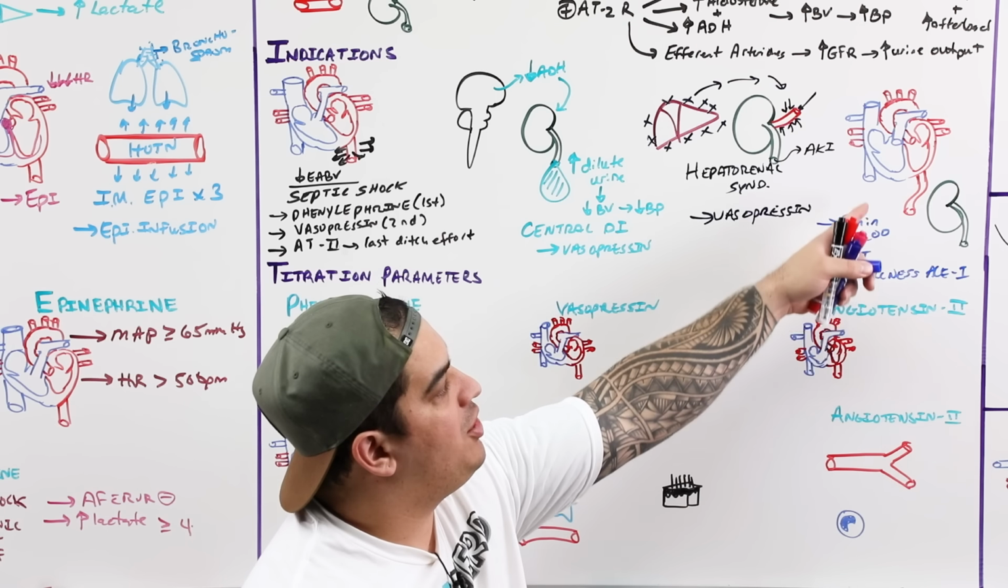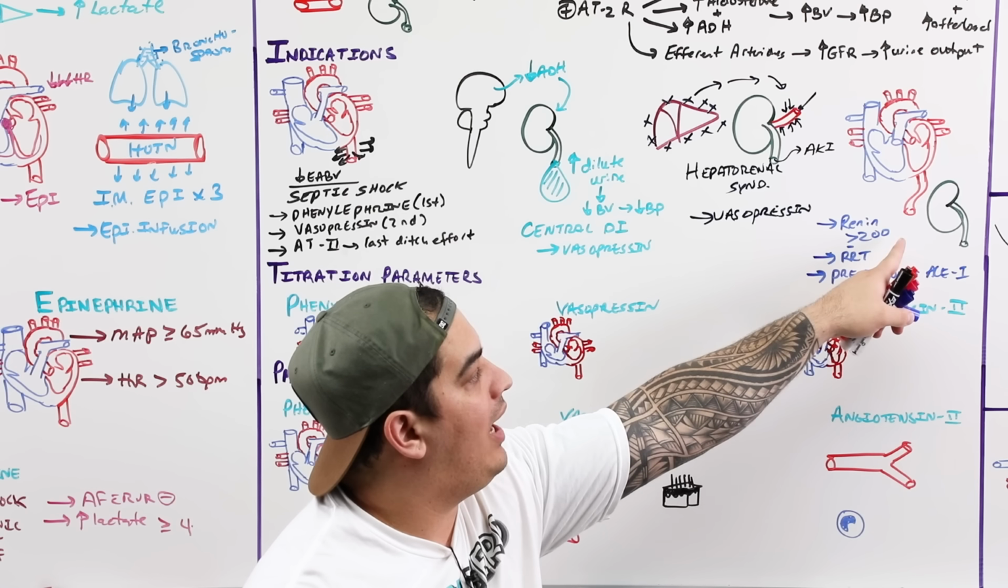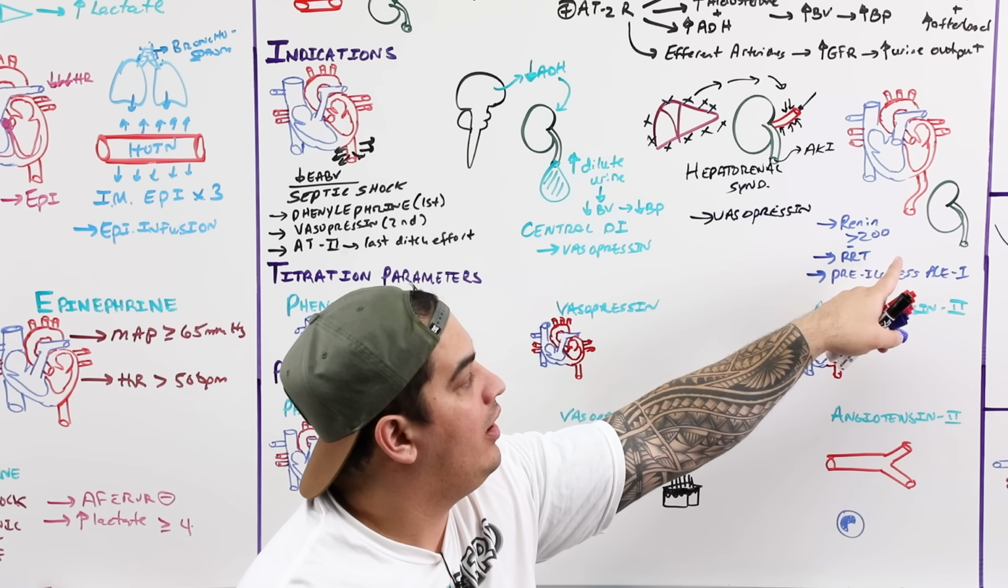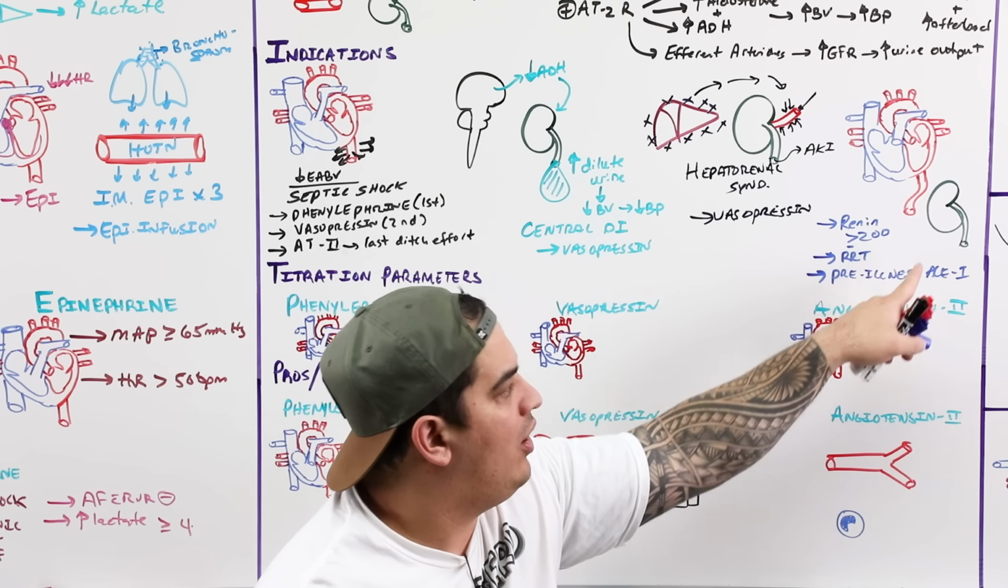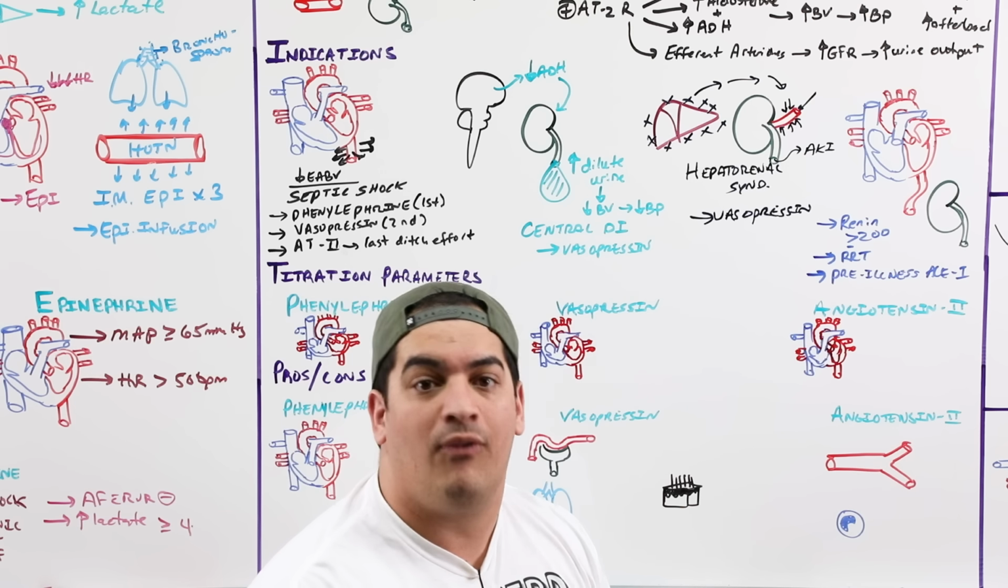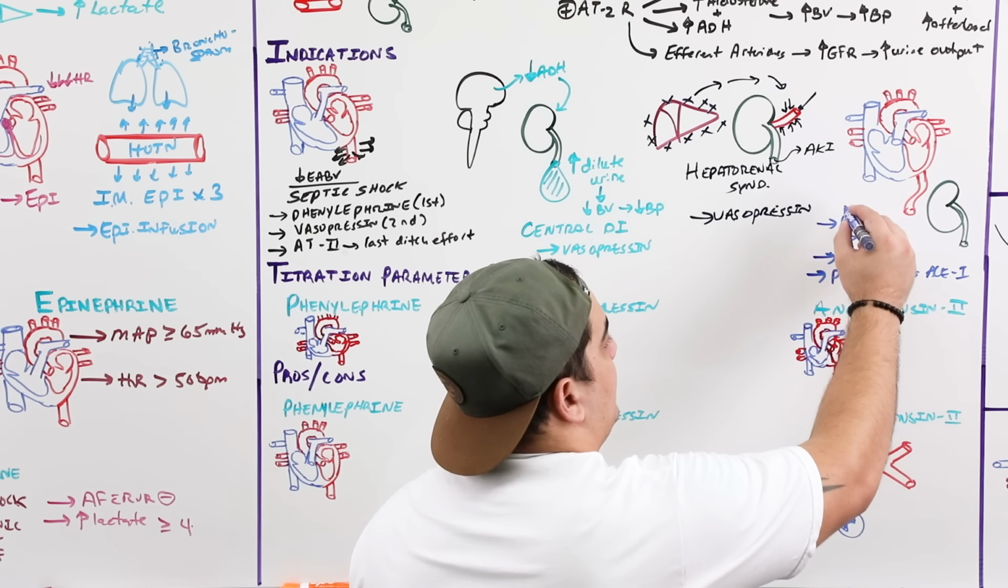So in situations in which a patient is in what's called septic shock, and they have a renin greater than or equal to 200, or they're on renal replacement therapy because they have severe kidney dysfunction, or they were on an ACE inhibitor before they developed septic shock, they may be a candidate for angiotensin-II.